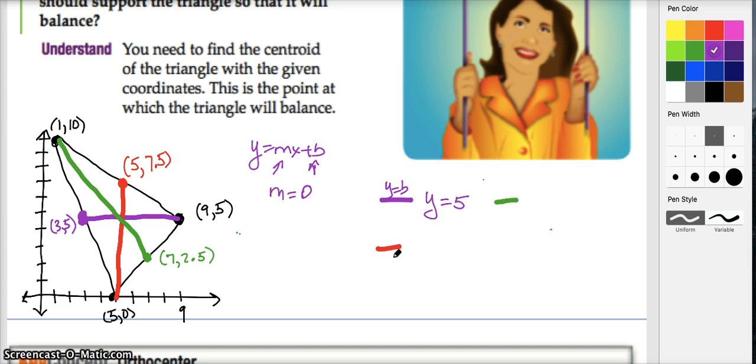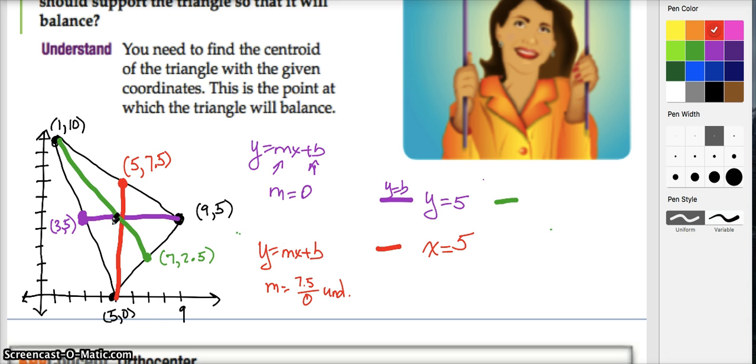I'm going to do the red one next because something interesting is happening here. If I try y equals mx plus b here and look for the slope, my change in y is 7.5, right? And my change in x is 0, which means I have an undefined slope. Undefined slopes have a specific equation, and that equation is x equals some value because it's a vertical line. In this case, clearly we can see that x is equal to 5. That has really made our lives easy.